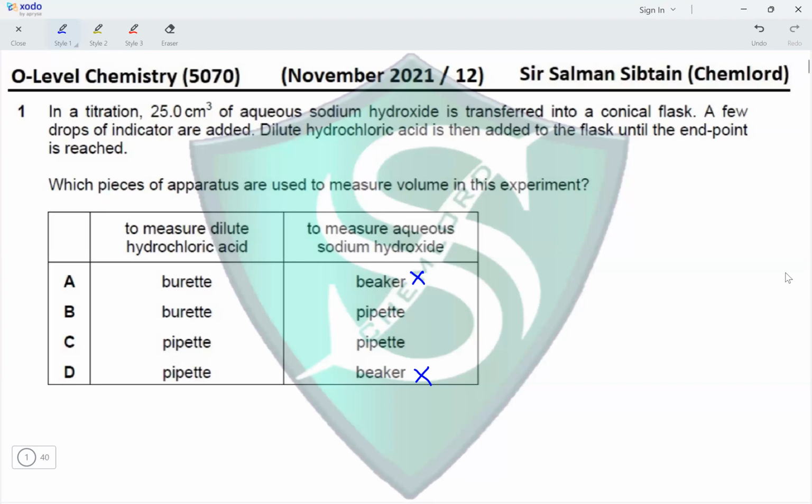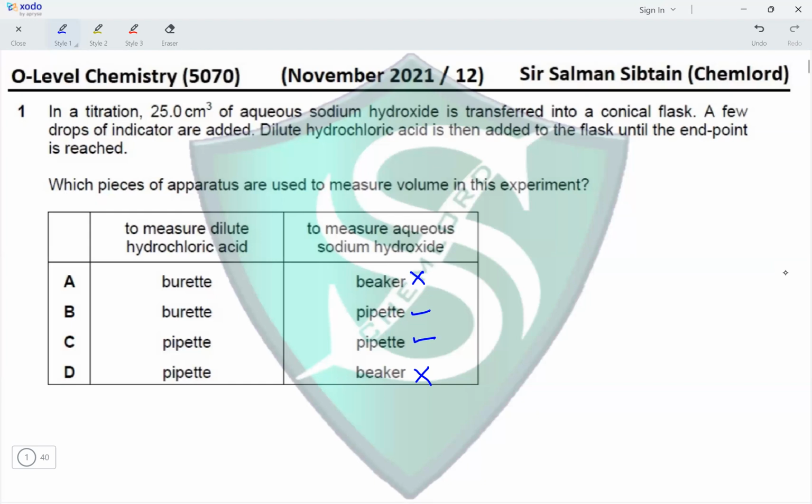So now we have burette for HCl or burette for sodium hydroxide. So now again, in a titration 25 cm cube, they have fixed the volume of sodium hydroxide that we are going to use. In order to take accurate fixed volume of a solution, we have pipette as the apparatus because 25 cm cube pipettes do exist. So sodium hydroxide will be measured using a pipette, which is there in both the options B and C.